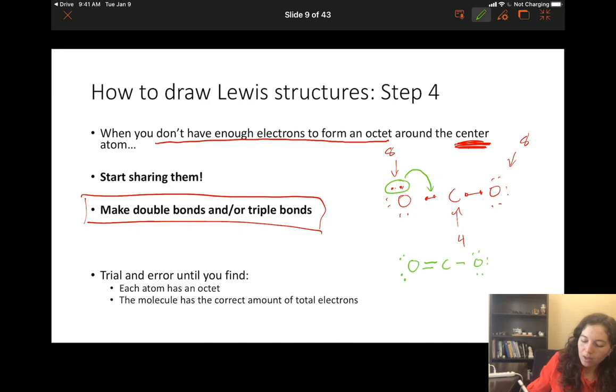Okay, so octet is fulfilled here. Octet is fulfilled here. We still have 8. But if we look at our carbon, it's got 6. It still needs more. So we're going to keep going. We're going to take another lone pair and put it into another bond.